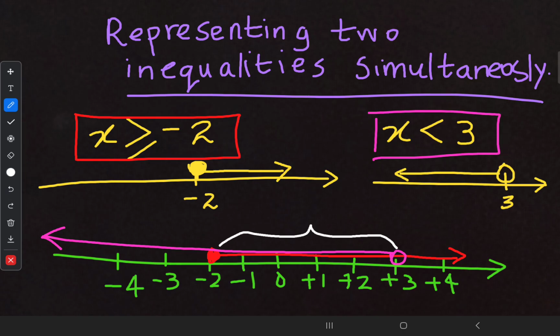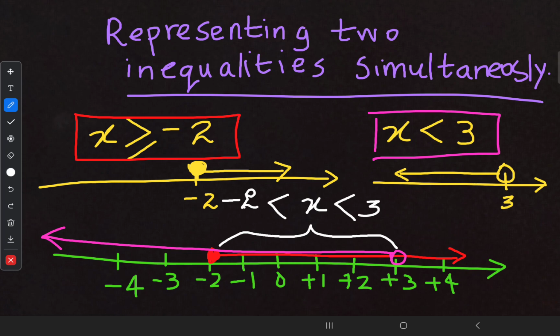So we have to write our final answer. Here we are talking about the x variable, so you have to put your x variable and the highest value. Amongst this region, the highest value is 3, the lowest value is negative 2. Negative 2 goes in this way, and positive 3 in this way.